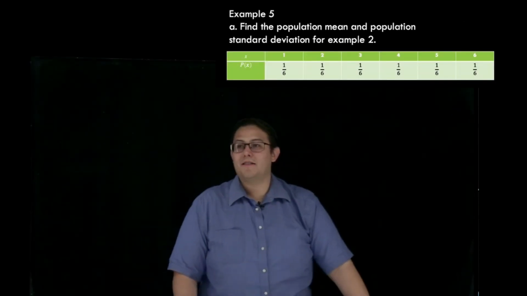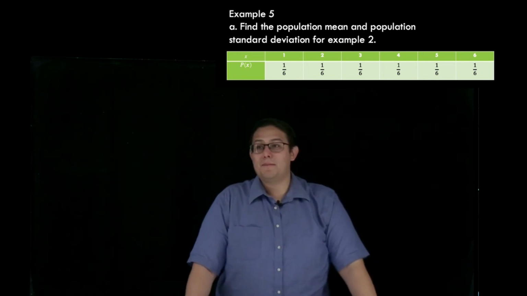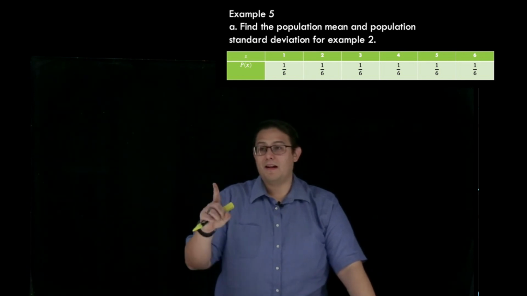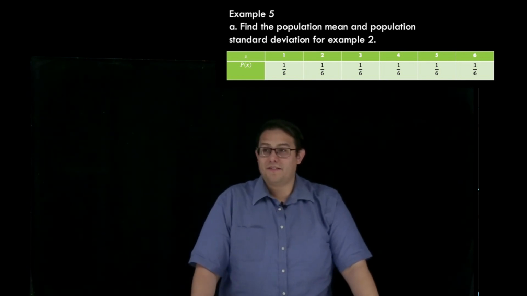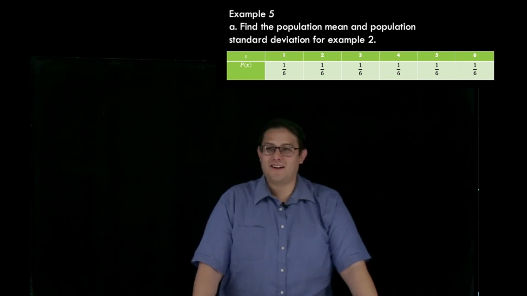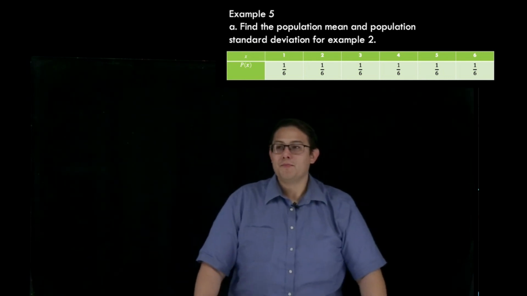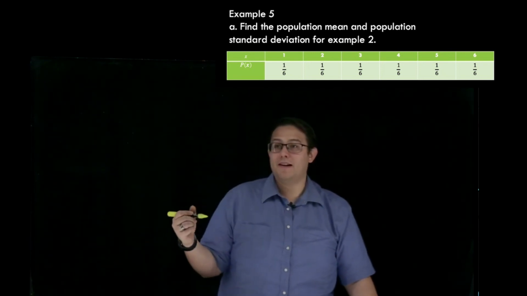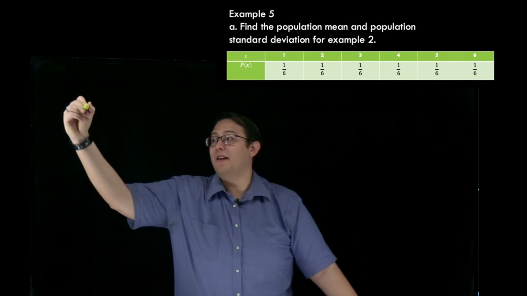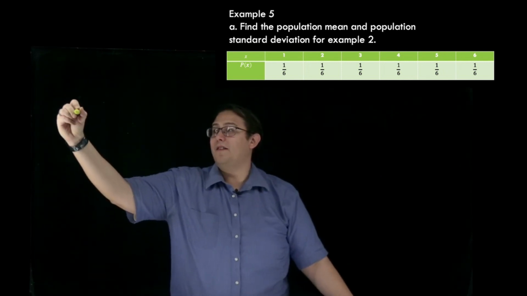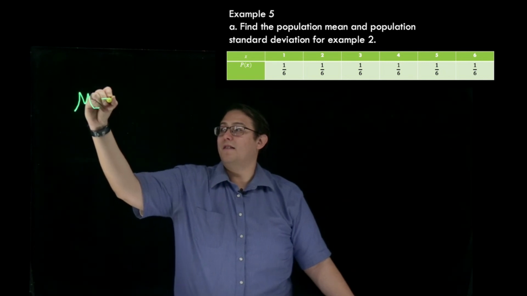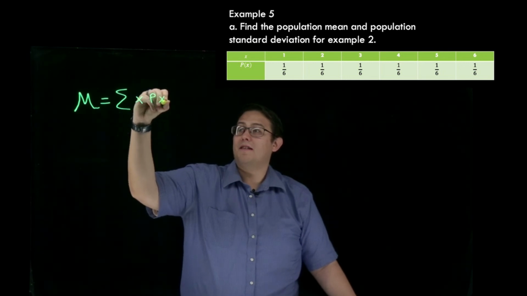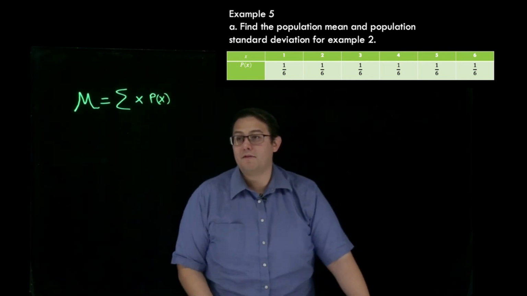All right. So here we want to find the population mean and population standard deviation for example 2. And I put the probability distribution from example 2 right there. So if you're trying to check your work, that should be the correct answer right there. So we want to find first the population mean. The formula for the population mean, mu, is mu is equal to the sum of x times p of x. All right, so that's the formula we have.